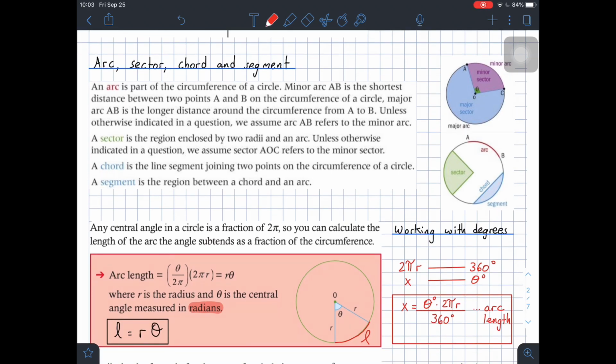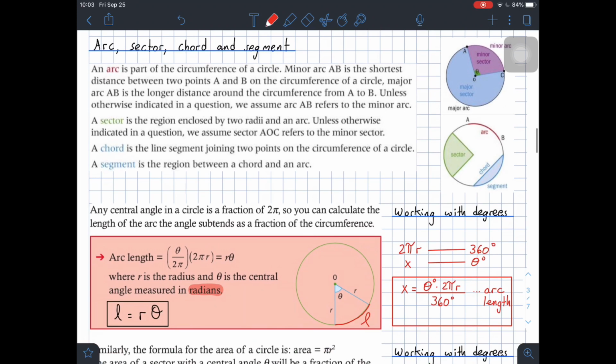Then it says, a chord is a line segment joining 2 points on the circumference of a circle. So this is an example of a chord. It's any line that cuts the circle, basically.